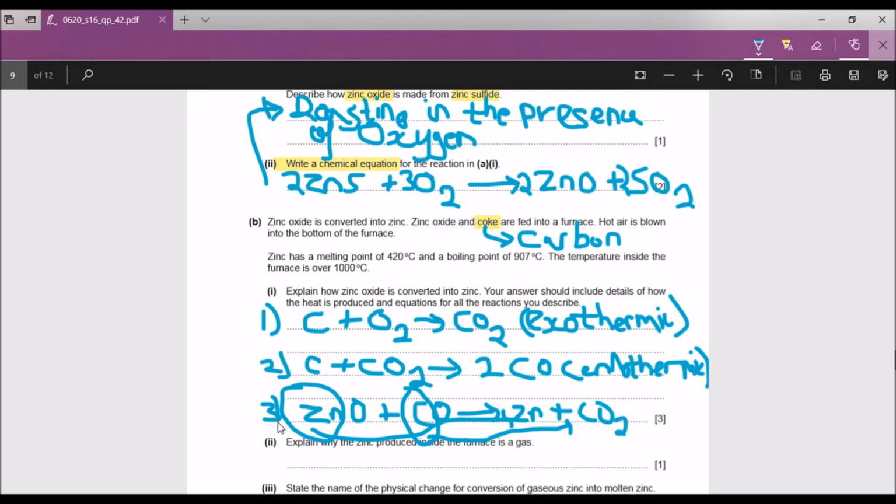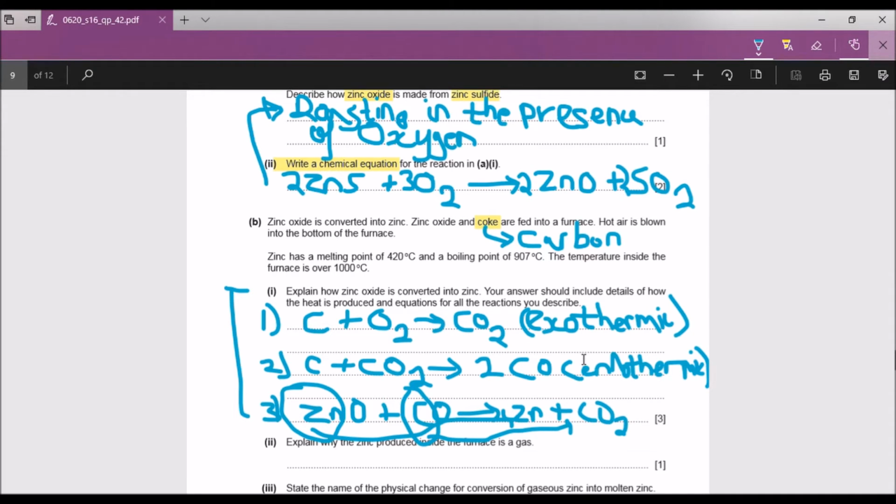Alternatively, you could say carbon burns in oxygen to form carbon dioxide, and then it does that, but I personally just remember these three equations, and I think that's the easiest way you could do it. These are the three steps. So let me repeat. You get carbon, coke, which first enters the furnace, reacts with the oxygen to form carbon dioxide. Since that's combustion, you get an exothermic reaction.